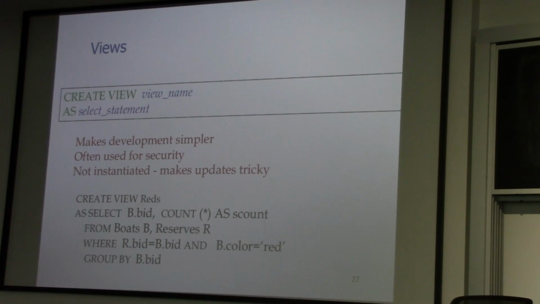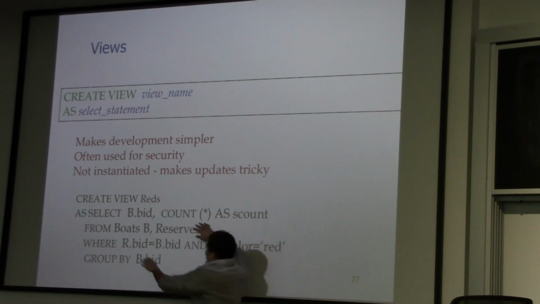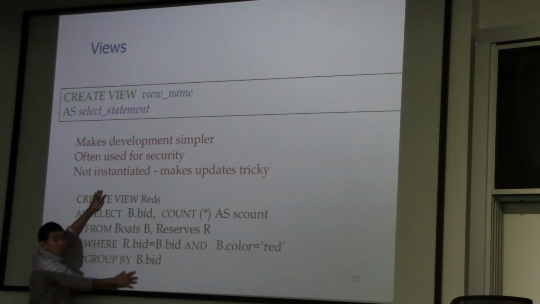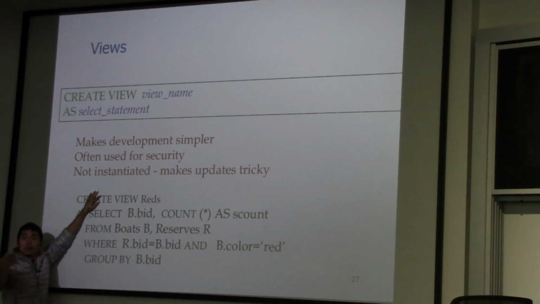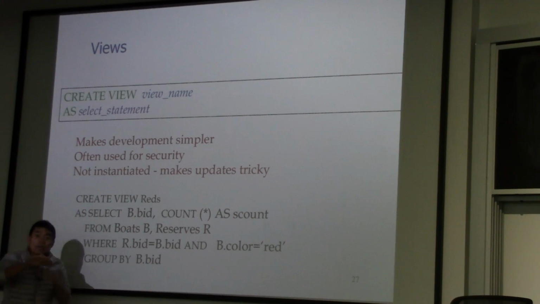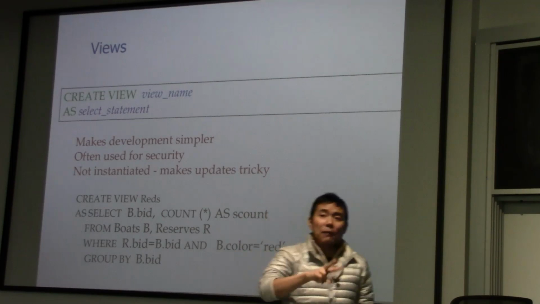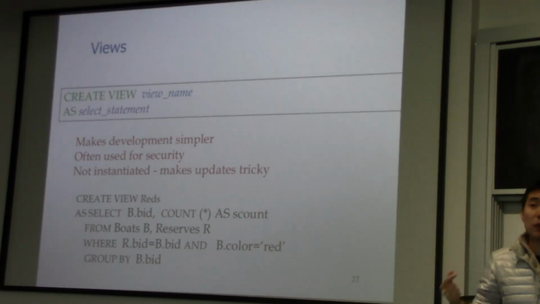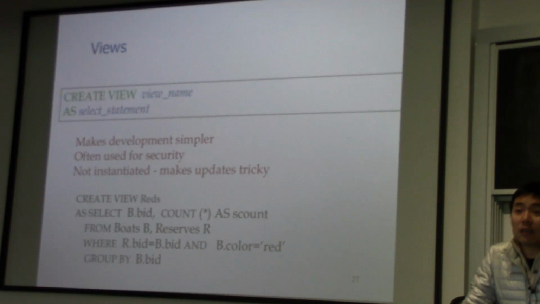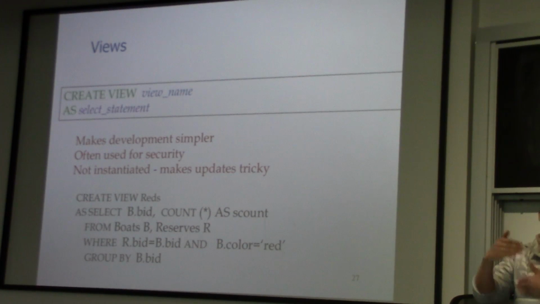Well, you can write this query all the time, which is a group by query. I do a join between boats and reserve and make sure I only talk about red color boats, group by boat ID, and show the reservation count. That tells me how many reservations have been made on each red color boat. Does that make sense? Yes? So you have to keep typing this query, right?